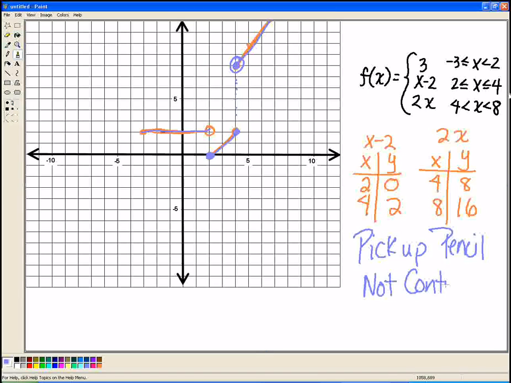If you graph it and you can trace it without picking up your pencil, then your function is continuous. I hope that this explains piecewise functions.